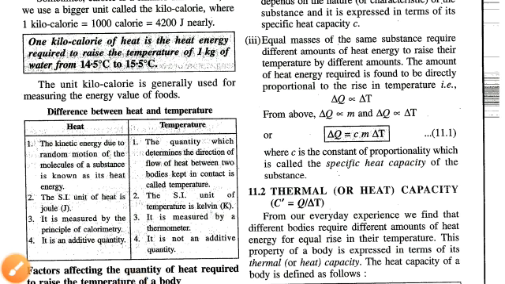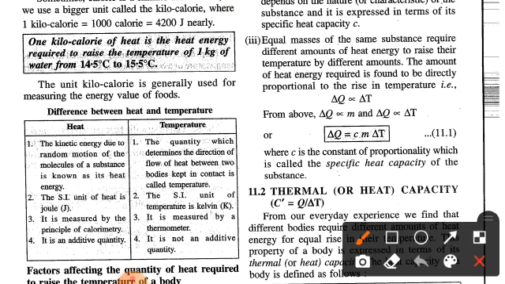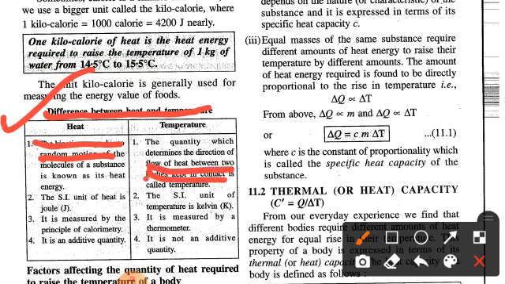So you can see here there is a difference between heat and temperature. This is the important thing you have to remember. The first one: the kinetic energy due to the random motion of the molecules of a substance is known as heat energy. Fine. When the particles or molecules take random motion, then it is considered to be heat energy. Now what is the temperature? The quantity which determines the direction of flow of heat between two bodies which are kept in contact is known as temperature. This is the difference between heat and temperature.